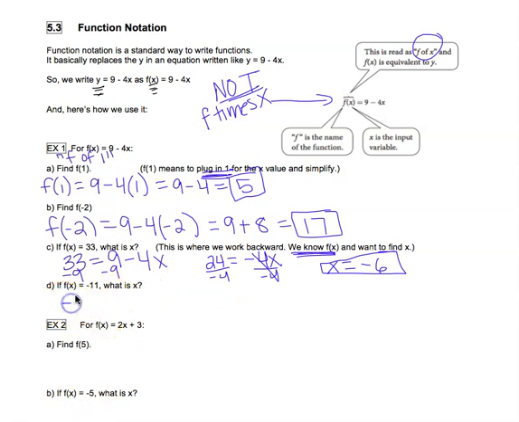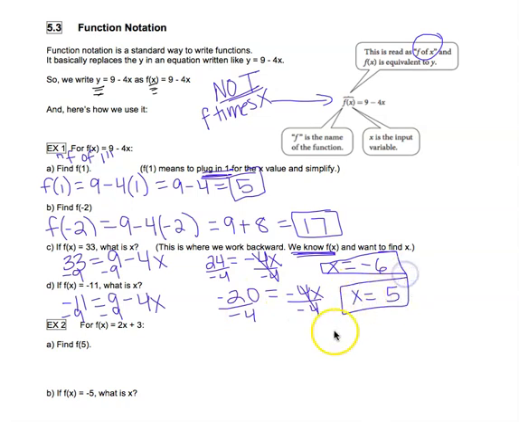Okay, so I put the negative 11 in for the f of x, and I'm just going to do the exact same things I did in C. First, I subtract 9 on both sides. That gives me negative 20 equals negative 4x. Divide both sides by negative 4. And negative 20 divided by negative 4 is positive 5. So x equals 5 there.